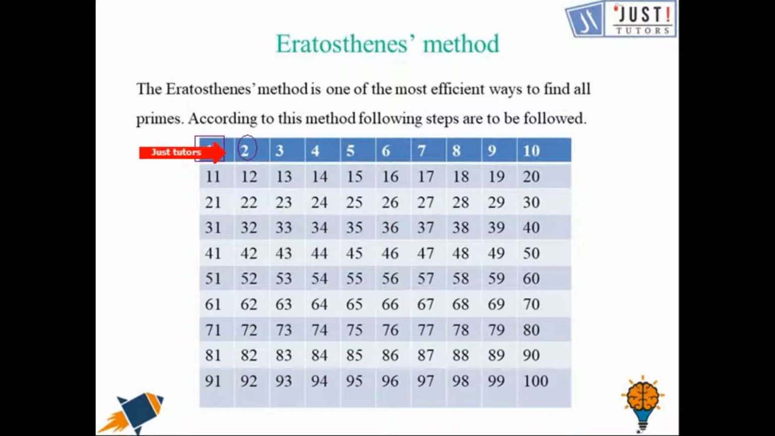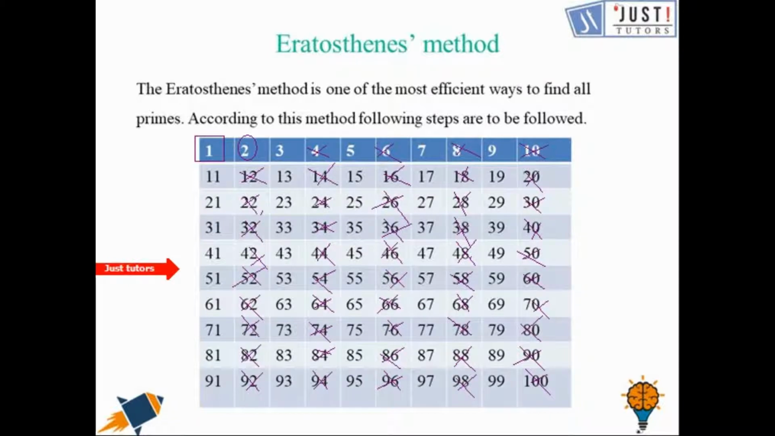And then we have another step. 2 is a prime number, so we have put a circle over that, and the next step is to cross off all the multiples of 2 on the grid. So let's give it a try and cross off all the multiples of 2 here. So far we have found just one prime number, which is 2, and we have crossed off all its multiples.